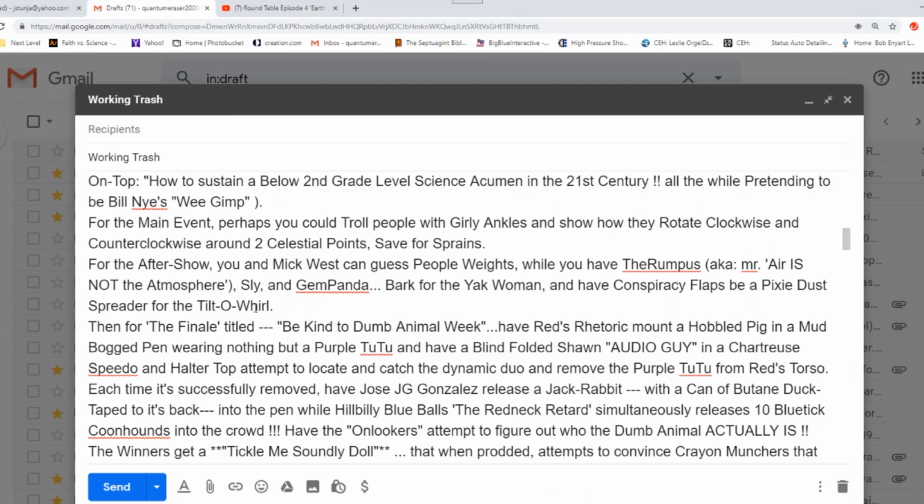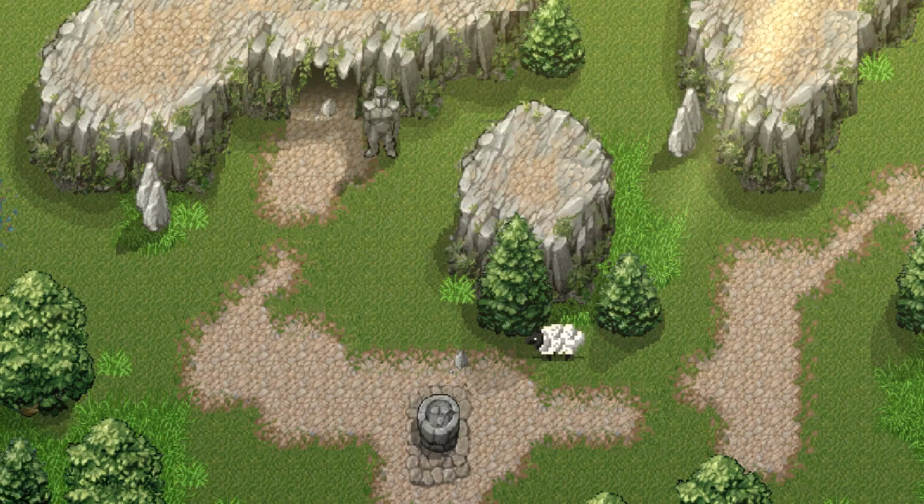For the after show, you and Mick West can guess people's weights, while you have Rumpus, a.k.a. Mr. Air is Not the Atmosphere, Sly, and Gem Panda bark for the Yak Woman and have Conspiracy Flaps be a pixie dust spreader for the Tilt-A-Whirl. Then for the finale, titled Be Kind to Dumb Animal Week, have Red's Rhetoric mount a hobbled pig in a mud-bogged pen wearing nothing but a purple tutu and have a blindfolded Sean, audio guy, in a chartreuse Speedo and halter top attempt to locate and catch the dynamic duo and remove the purple tutu from Red's torso.